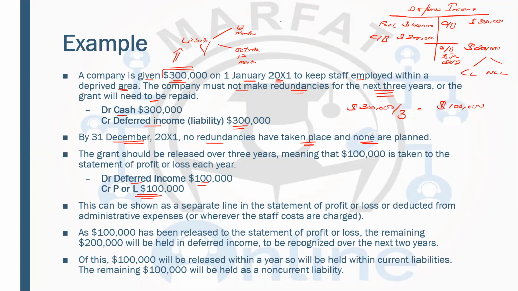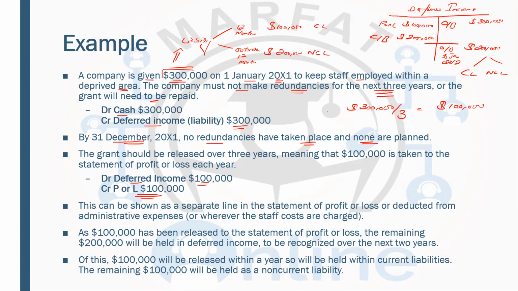So within 12 months was the first year. Now 100,000 should have been recorded in the current liability. The 200,000 should have been recorded in the non-current liabilities. This was current and this is non-current at the start when you receive the grant.